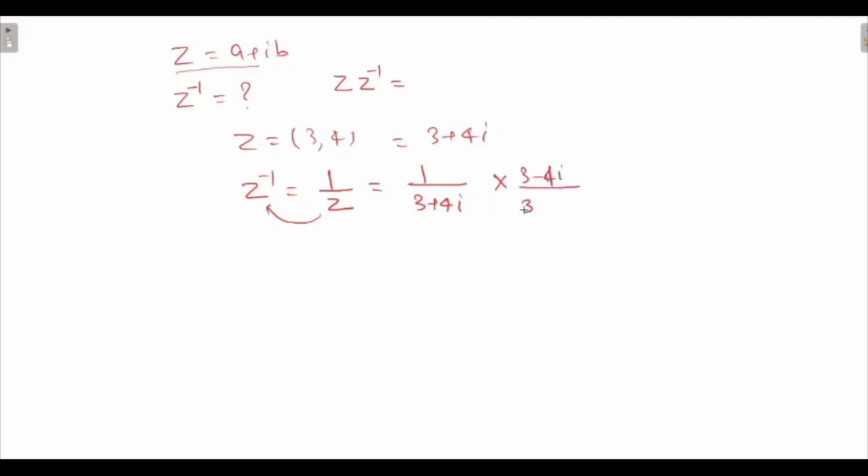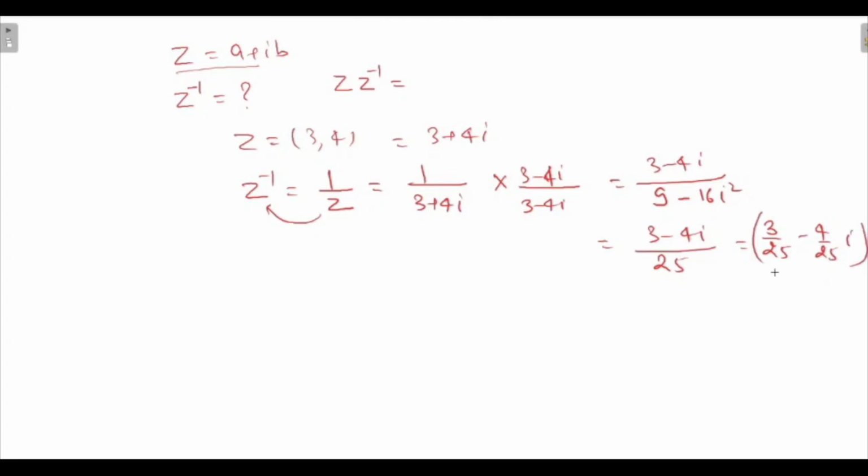So 3 minus 4i. Once I do 3 minus 4i, this will become 9 and this will become minus 16 i square. Then this will become 3 minus 4i divided by 25. I'm just doing it in one step. So this will be 3 upon 25 minus 4 upon 25 i. And if I multiply it with 3 plus 4i, let's see what we get. What do we get?